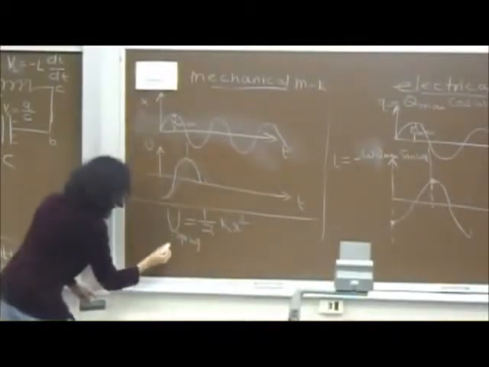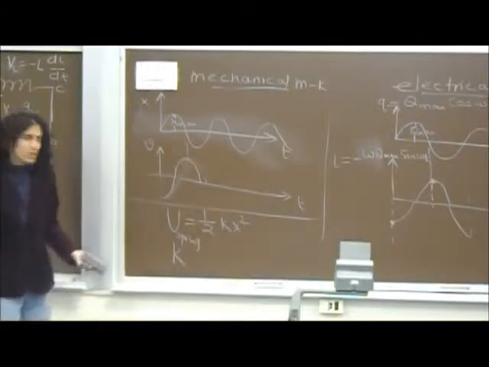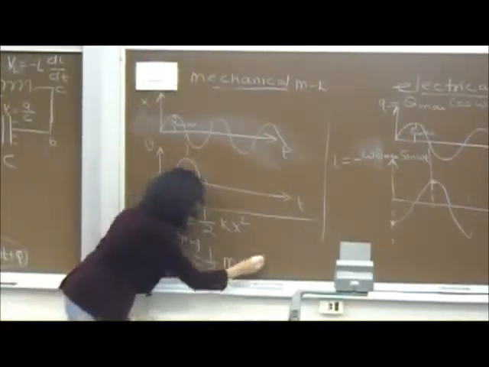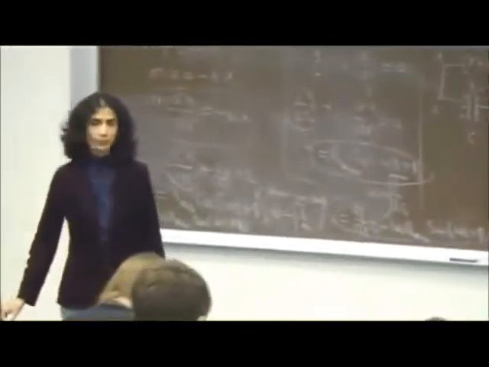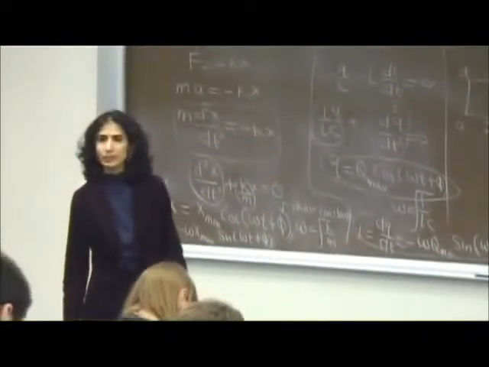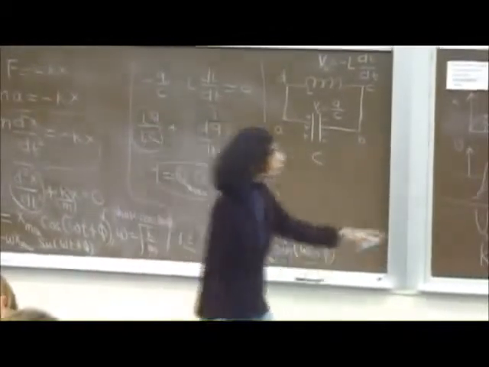What was the kinetic energy of the mass spring system? Just half mv square of the mass, right? If m is the mass, then half mv square was the kinetic energy of the mass, wasn't it? And so the total energy was half kx square plus half mv square. Is that making sense? What do you think it will be here?